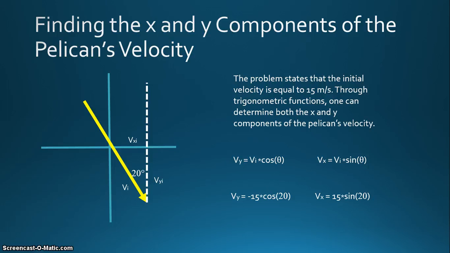The first thing that one must do is find the x and y components of the pelican's velocity. Because the problem states that the initial velocity is equal to 15 meters per second, one can use trigonometric functions to determine both the x component of velocity and the y component of velocity. If you take the cosine of the angle multiplied by the initial velocity, one can find the y component of the pelican's velocity. And if you do the same but use sine, one can find the x component. Note that the y component has a negative sign in front because it's traveling downwards.